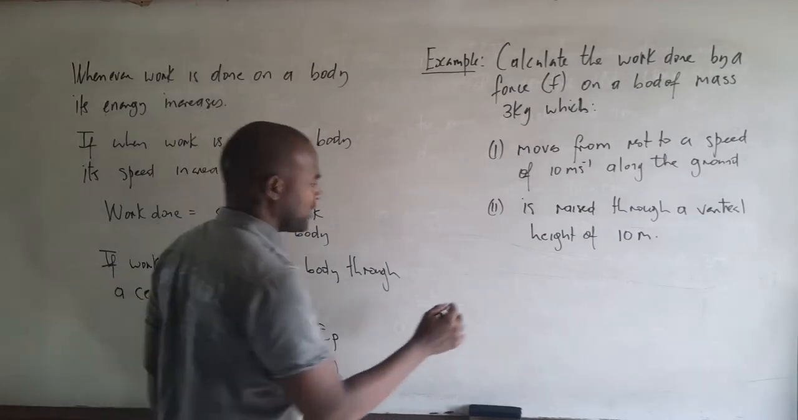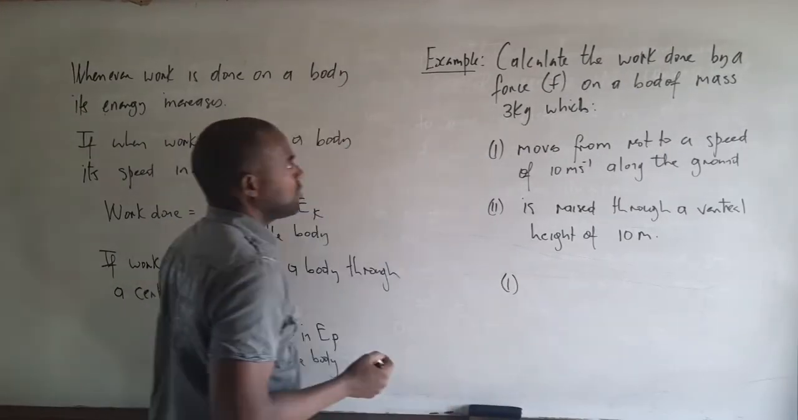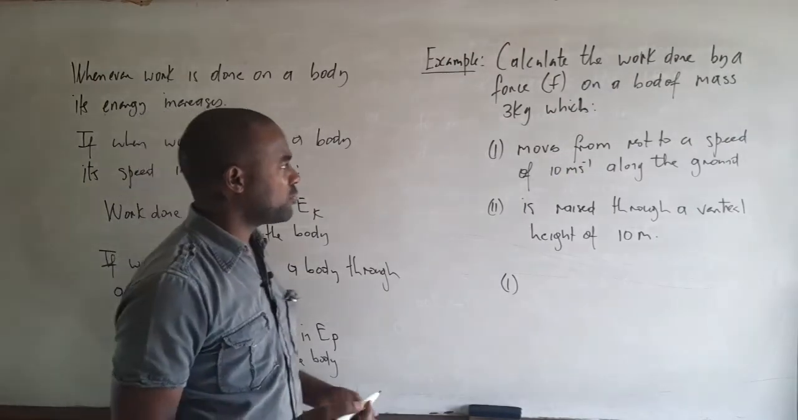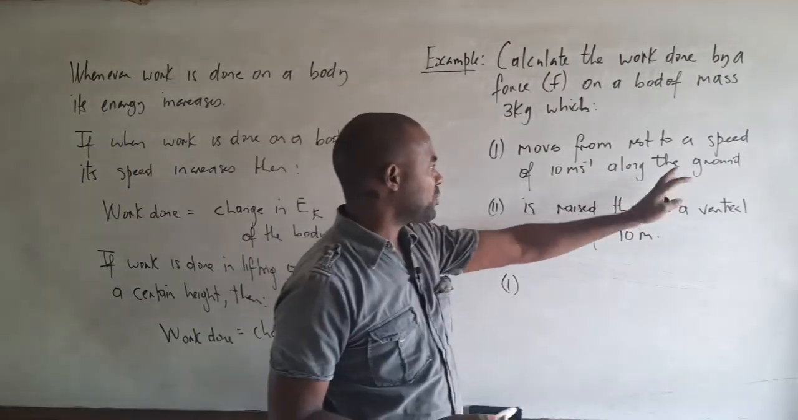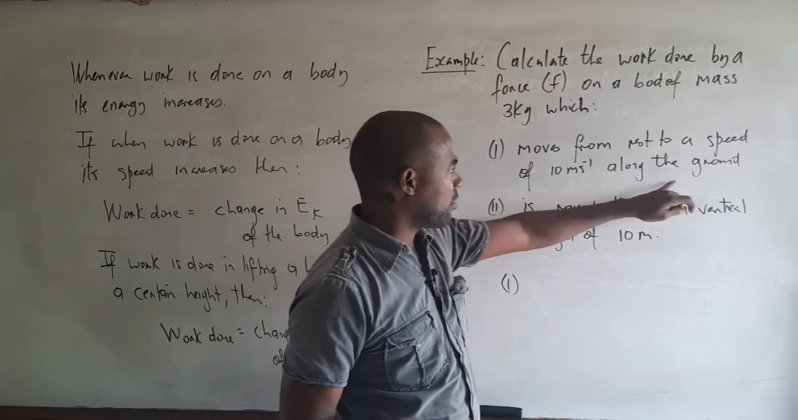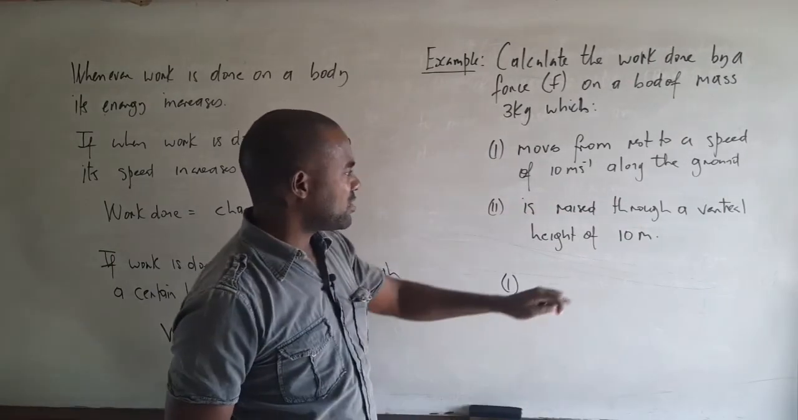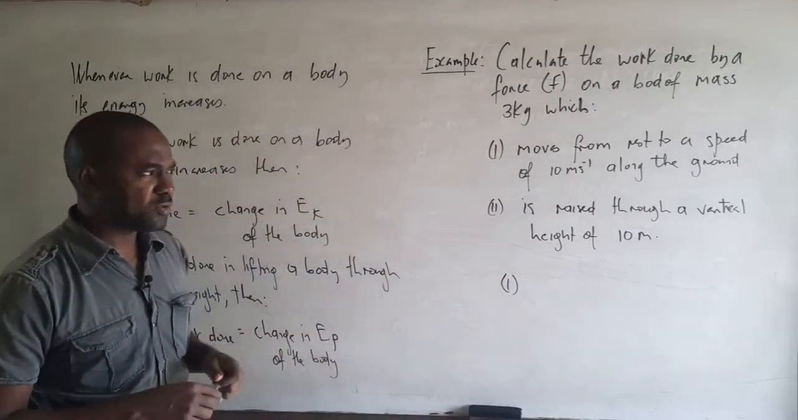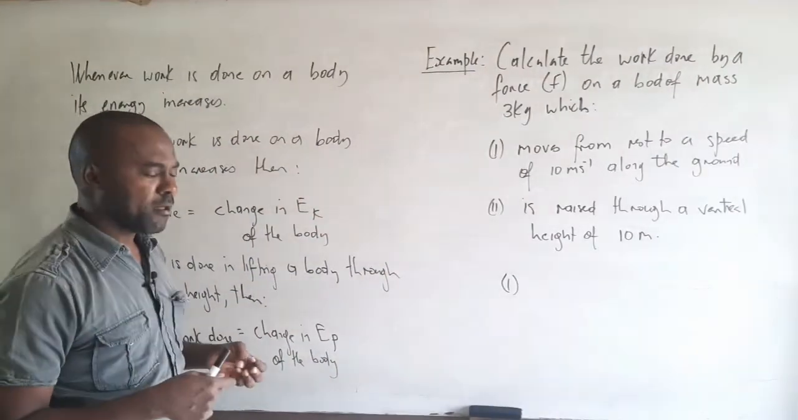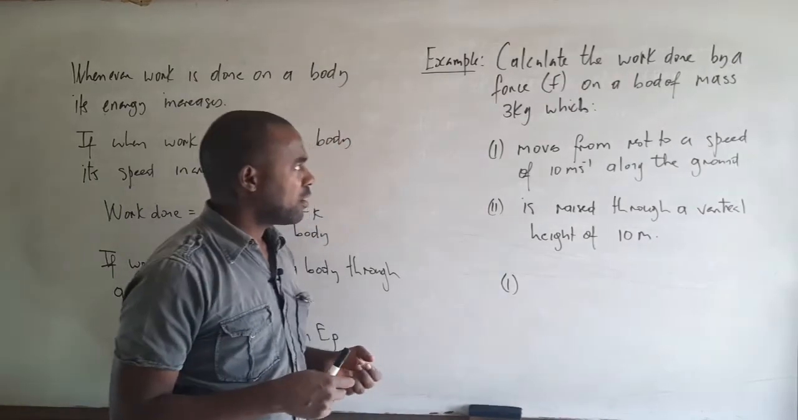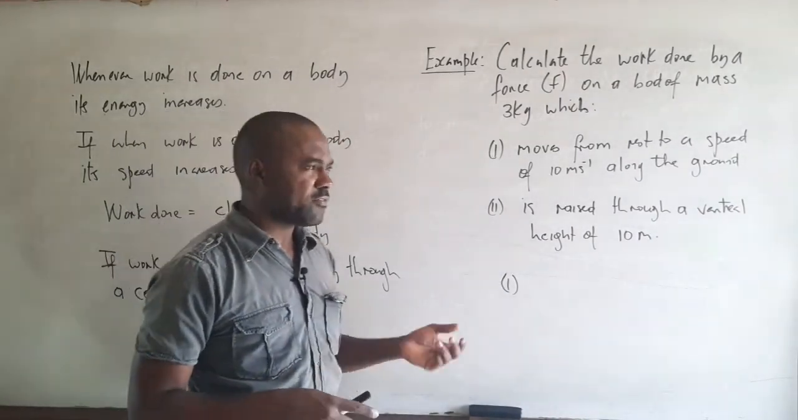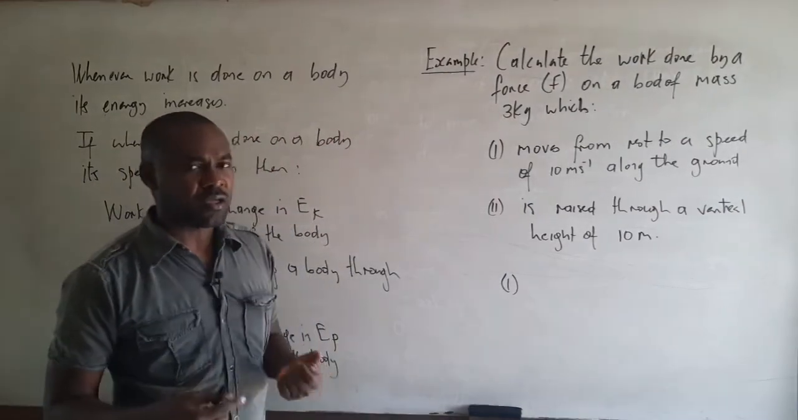Right? So let's look at these two questions. They want us to calculate the work done by a force F on a body of mass 3 kilograms, which one moves from rest to a speed of 10 meters per second along the ground, and two is raised to a vertical height of 10 meters. Now, if you notice in this particular case, we're not given the magnitude of the force. And in the first case, we're not given the distance or how far the object moves.